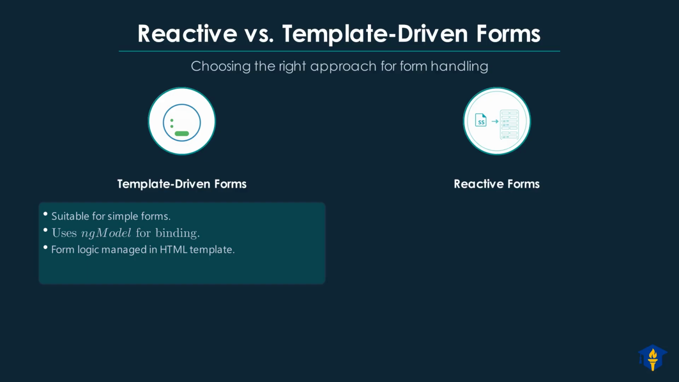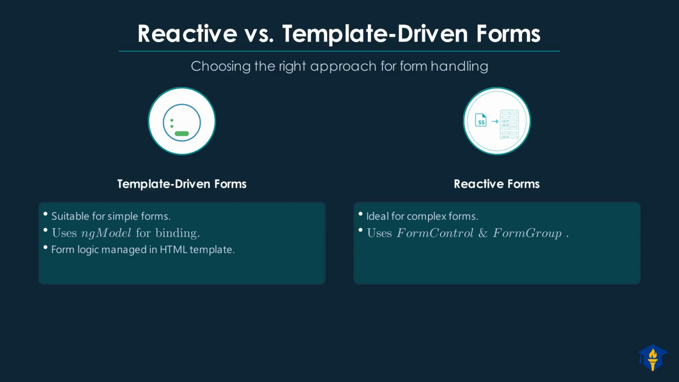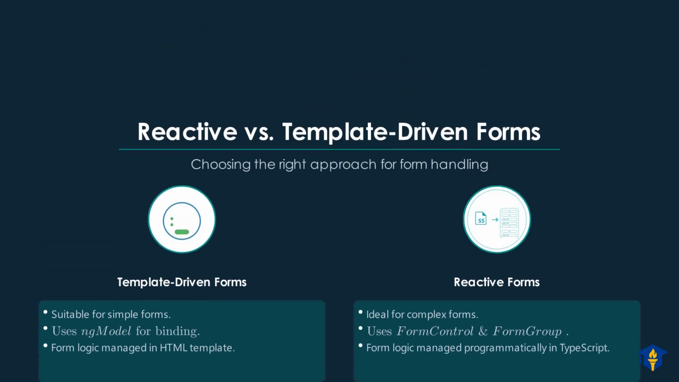Next, we examine reactive forms, which offer a more robust and programmatic way to handle forms. Reactive forms are ideal for building complex forms, especially those with dynamic validation requirements or intricate logic. They utilize FormControl and FormGroup to explicitly define and manage form elements and their states. With reactive forms, all the form logic, including validation, is managed programmatically in your TypeScript code.